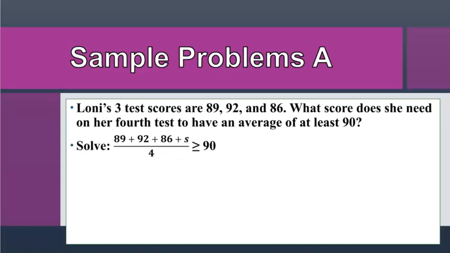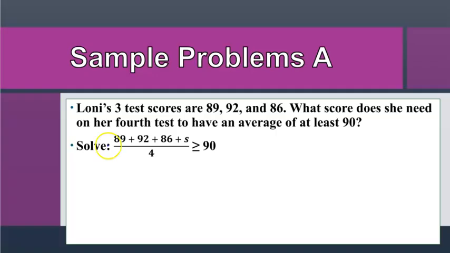So example 1, Lonnie's 3 test scores are 89, 92, and 86. What score does she need on her 4th test to have an average of at least 90? Now average means take all the numbers, add them up, and then divide by however many numbers you combined. And then that would be your average. So in this case, you have 89 plus 92 plus 86 plus one more test score. If you divide by 4, because there was a total of 4 tests, that should be greater than or equal to 90. So now let's solve this one.